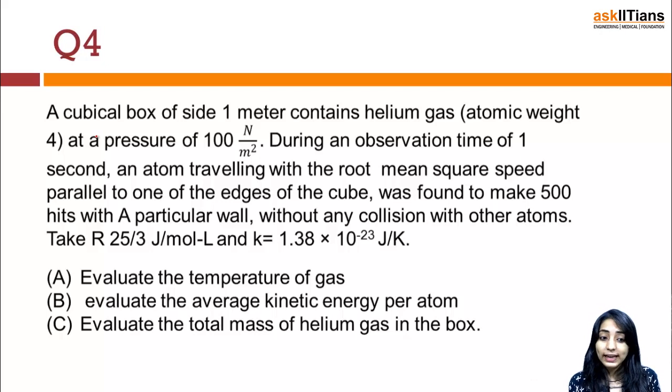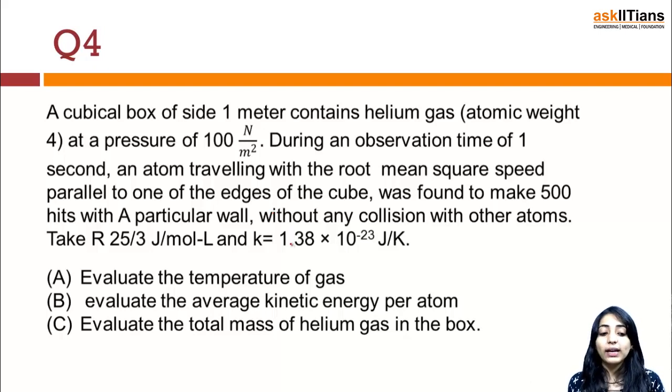Question number 4 says, a cubical box of side 1 meter contains helium gas. That means you have a cubical box, the side is given to be 1 meter and the helium gas is contained in it. The atomic weight is given to be 4. The pressure is given to be 100 Newton per meter square. During an observation time of 1 second, that means the experiment was conducted for 1 second, an atom travelling with the root mean square speed parallel to one of the edges of the cube is considered.